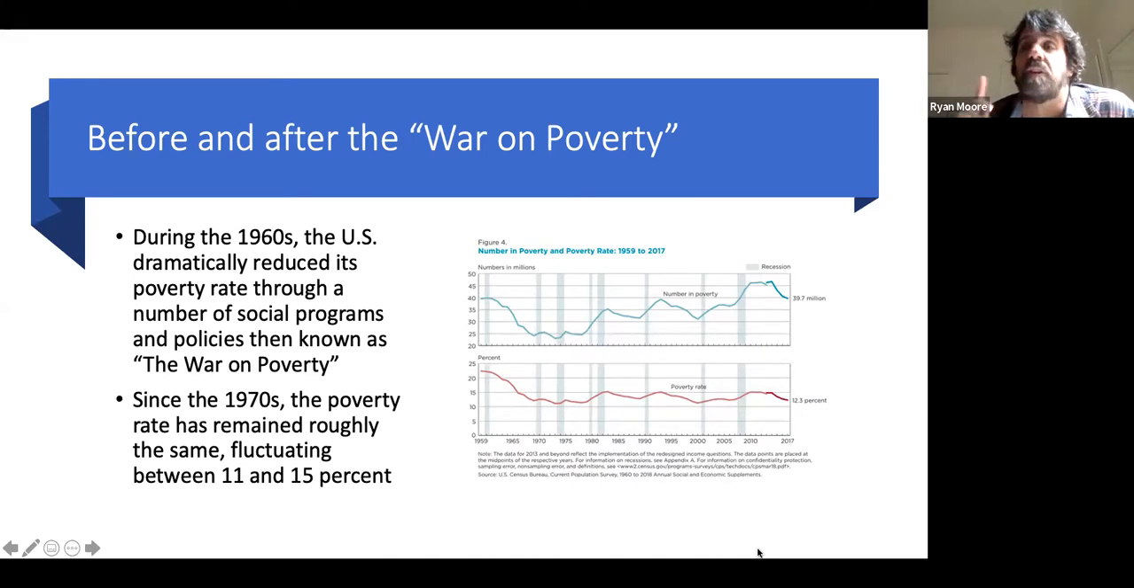But it's interesting to note that there was this time where we did cut into the problem. We didn't solve it, but we cut into the problem significantly. And so it kind of goes to show, if it has been done in the past, it can be done again. Maybe not entirely eliminating the issue, but certainly it's not true that there's nothing that can be done. That whole kind of saying, the poor will always be with us.